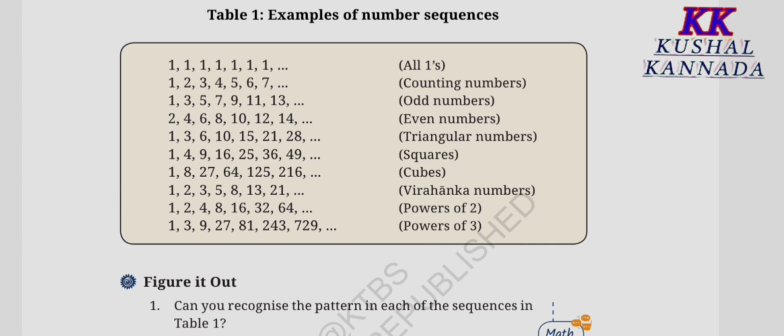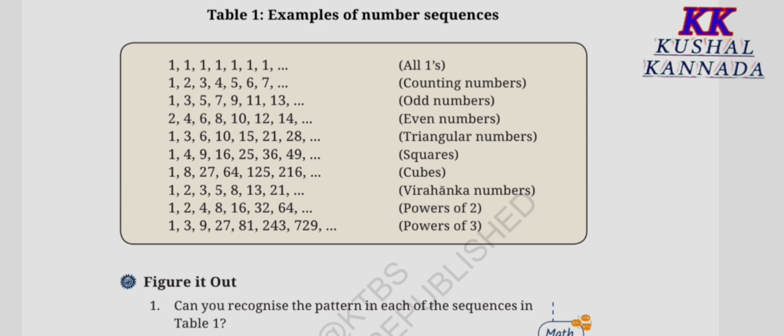Next, odd numbers: 1, 3, 5, 7, 9, 11, 13. The sequence is a sequence of consecutive odd numbers starting from 1, adding 2 to the previous term to get the next term, as 1 plus 2 is equal to 3, 3 plus 2 is equal to 5, 5 plus 2 is equal to 7, 7 plus 2 is equal to 9.